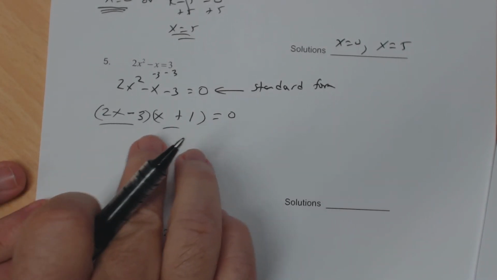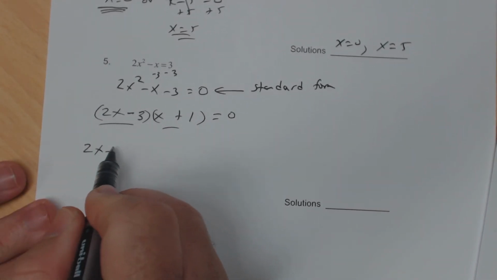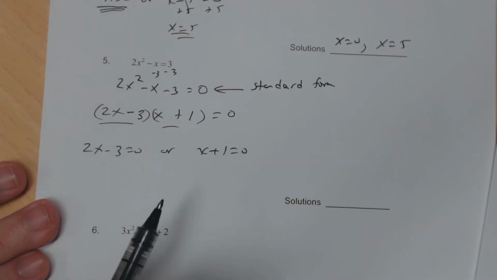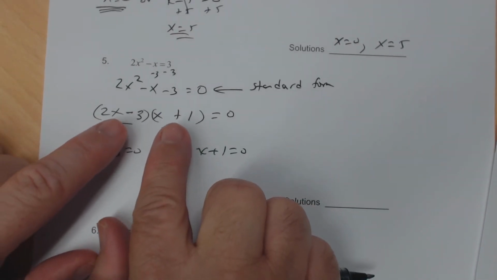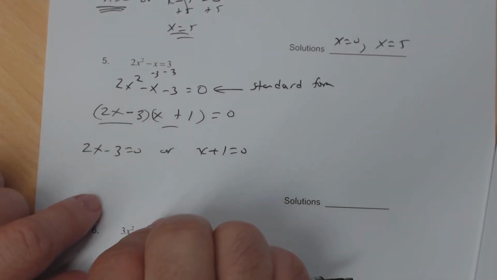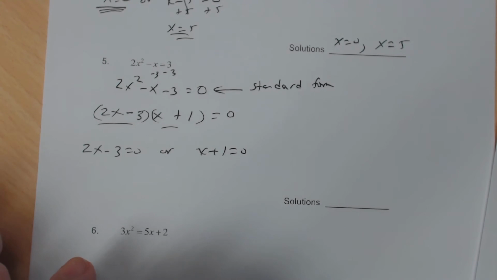So both of these factors right here. I get 2x minus 3 equals 0, or x plus 1 has to equal 0. Remember, if you have two or more factors whose product is 0, then you definitely know one of them has to be 0. So you set both of them equal to 0. One of those has to be 0.